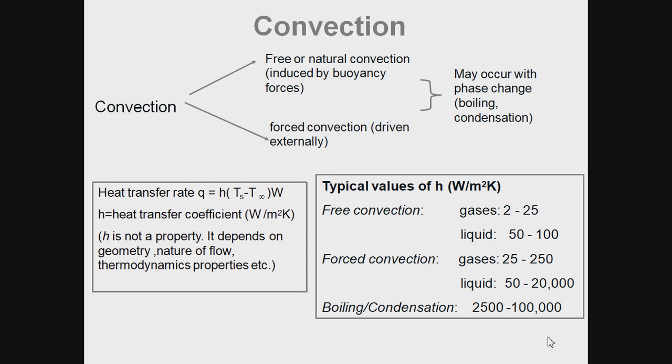Now, types of convection. Convection may be of two types. Free or natural convection, in which the fluid flow is induced by buoyancy forces, and second one is forced convection, in which the motion of the fluid is driven by some fan, blower or compressor. In both types of convection, that is free convection and forced convection, phase changes may occur or may not. Okay, the typical values of h are given. We can clearly see that in case of boiling and condensation, the values of convective heat transfer coefficient are very high.